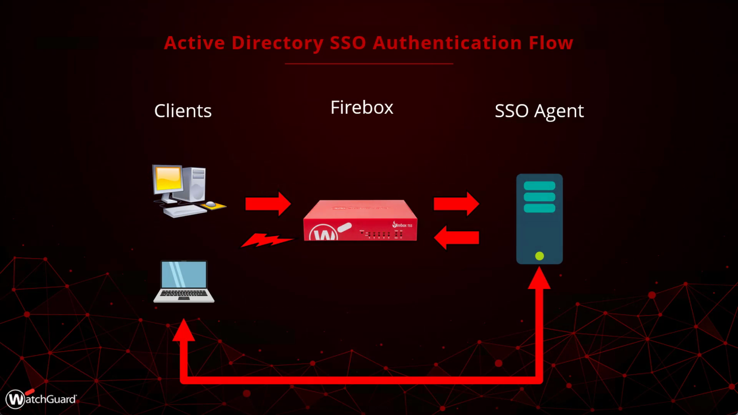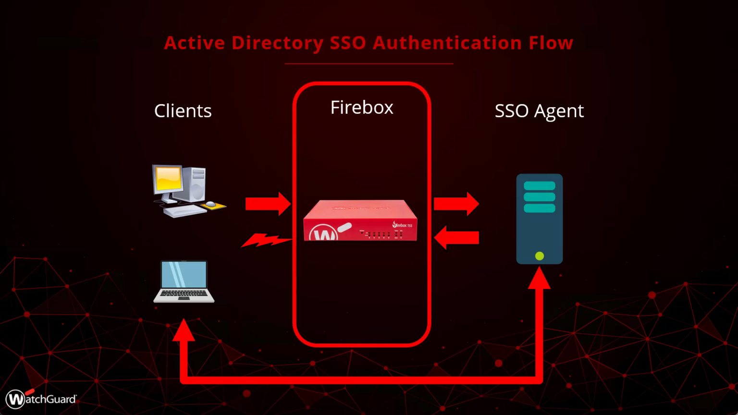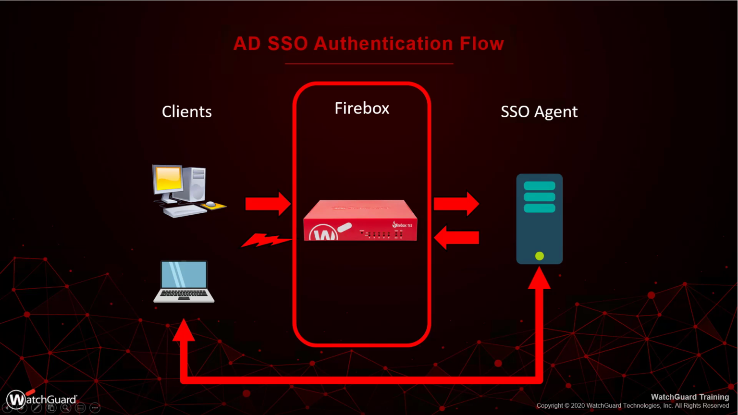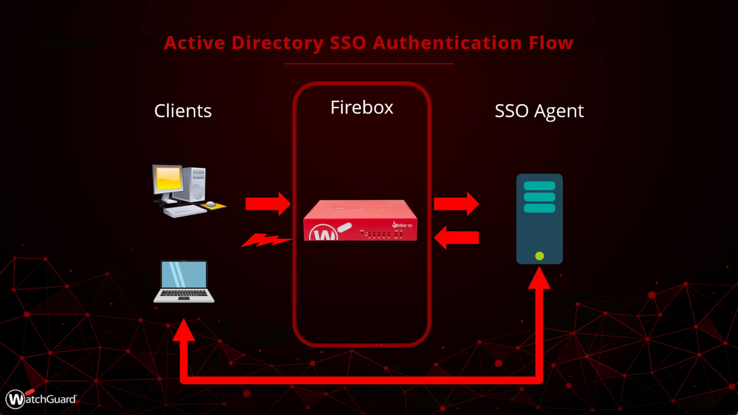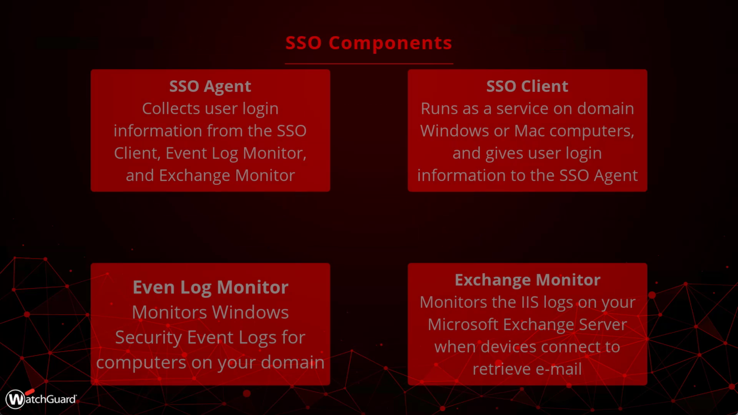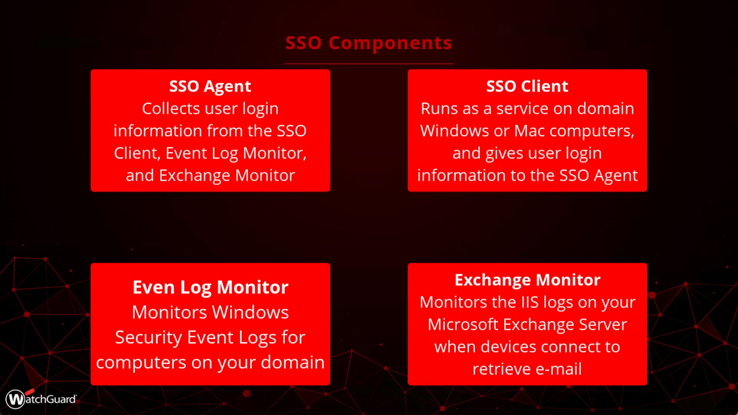So what does this authentication flow look like? Well, without going into too much detail about the different software components yet, first we begin with the client request for internet access. It will send that traffic to the Firebox. The Firebox then realizes that it needs to retrieve the user information, so then it will ask the SSO agent. The SSO agent then, via some mechanism, asks the client devices and then retrieves that information and passes it back to the Firebox. And when it comes to those software components that the SSO agent communicates with, there are three different options you have available.